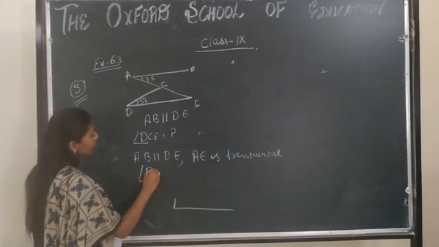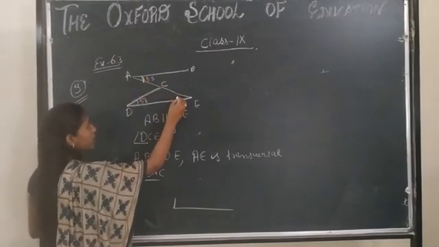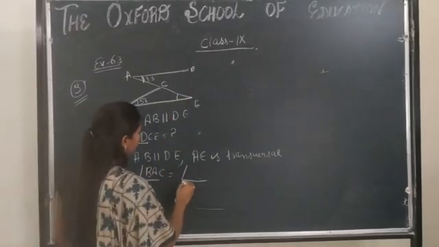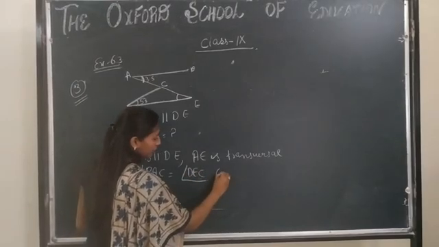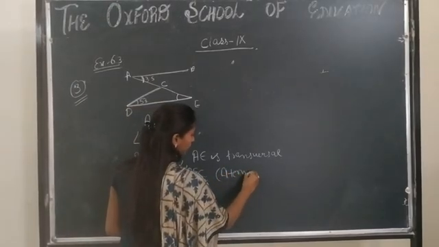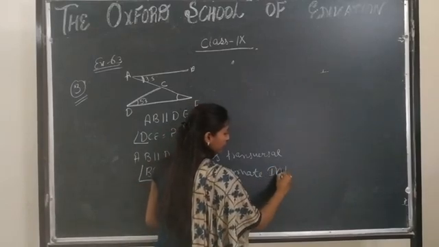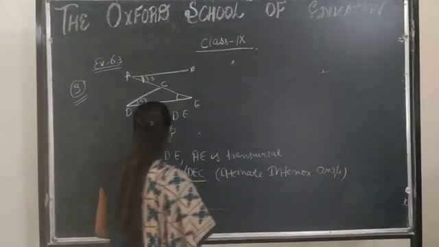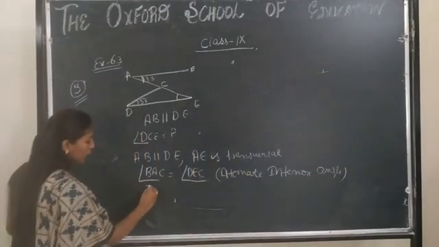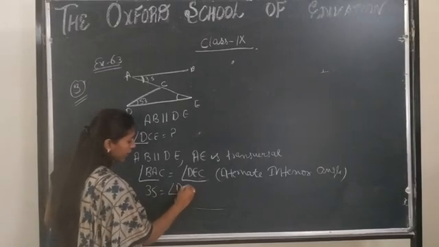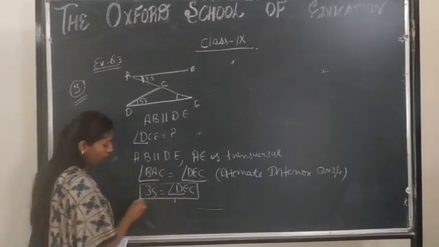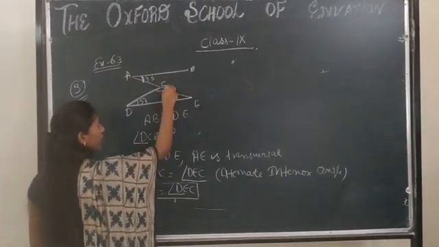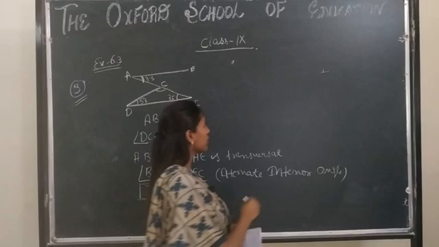Angle BAC, this angle is equal to this angle. Why so? Because alternate interior angle. Now the value of angle BAC is 35 degree. So angle DEC is also 35 degree. Now we have to find out angle DCE, this angle. How will we find this angle?